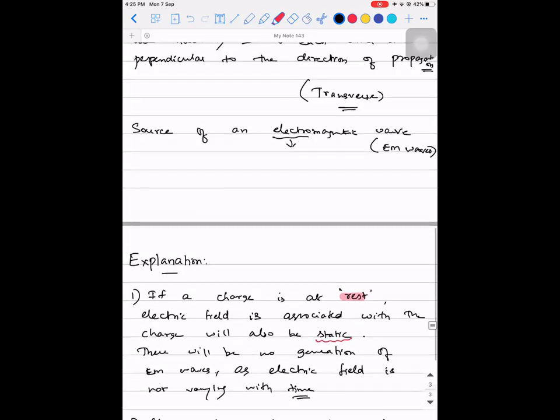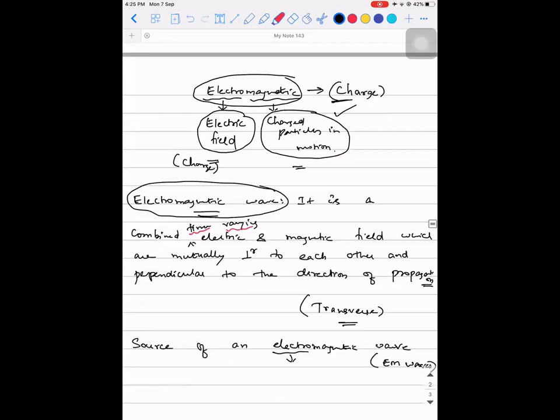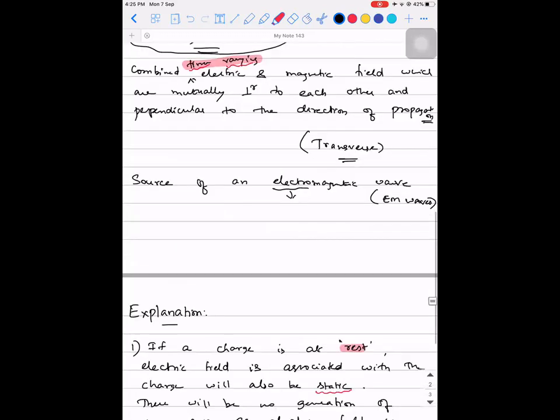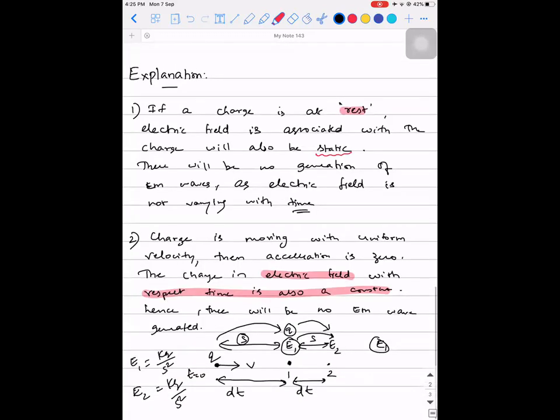What is required for an electromagnetic wave to get generated? You need a time varying electric and magnetic field. Means electric field and magnetic field should be a function of time for it to be called an electromagnetic wave. Is that point clear?